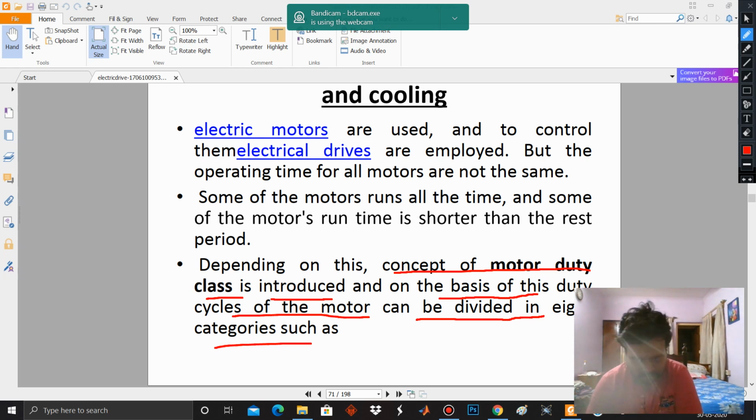So what is a motor duty? That means it is the ratio of T on by T. This we have learnt in power electronics. It is the alpha, that is the motor duty, the on time of the motor divided by the total time period of the motor.